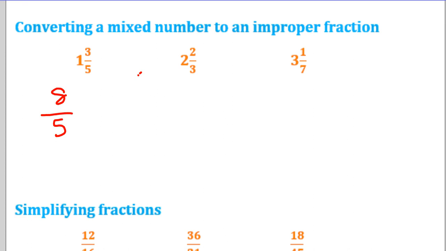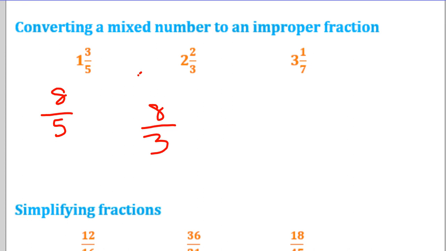Next one, you think take the whole number and multiply it by the denominator. So the whole number is 2. 2 times 3 is 6. And then add the remainder, the 2/3. 6 plus 2 is 8. So 8 again, but this time the denominator is 3, because it's just 8/3.